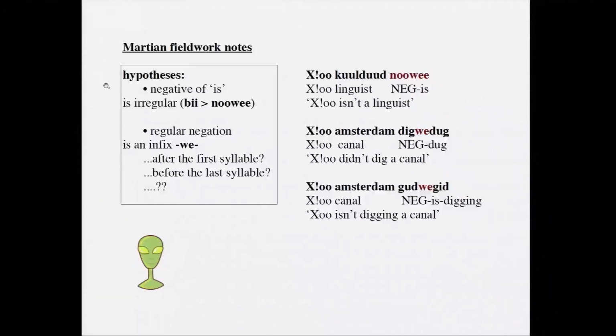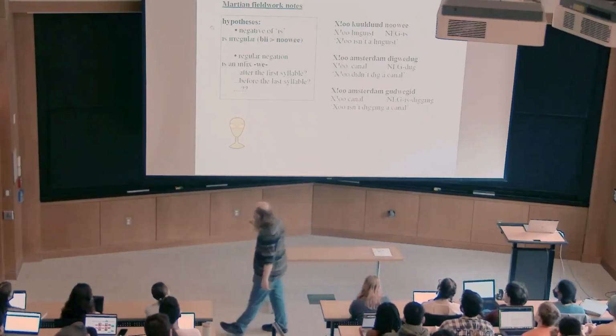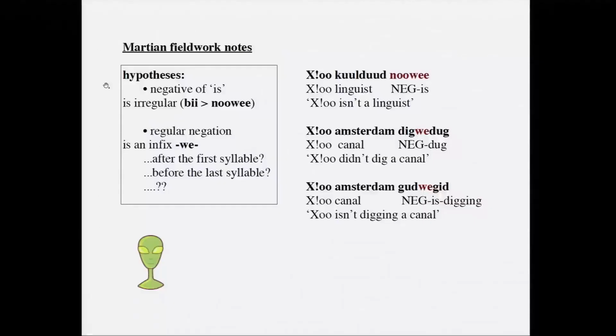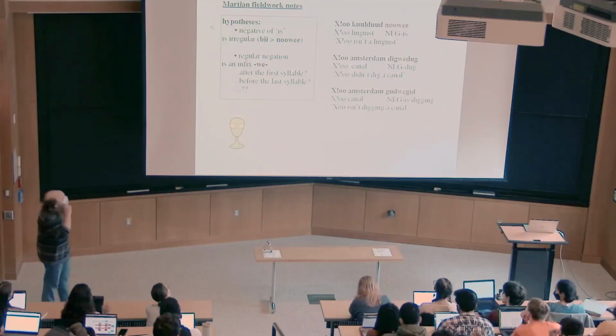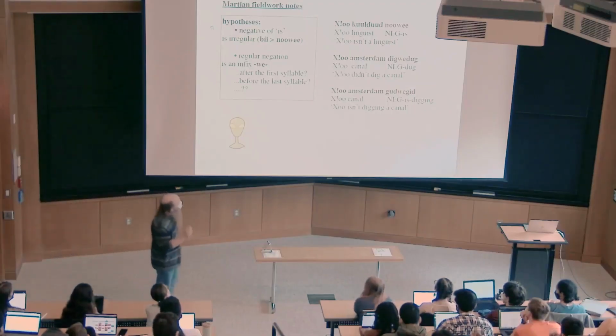The hypothesis I came up with on the basis of these facts looks as though the negative of is just irregular, so be is, but no way is not. Those don't look related to each other at all, so that just looks like an irregular correspondence. But dig changed to digwedug, and goodgid changed to goodwegid, and that makes me think, okay, there's a we that goes in the middle of those words somewhere. So for digdug, we got digwedug, and for goodgid, we got goodwegid.